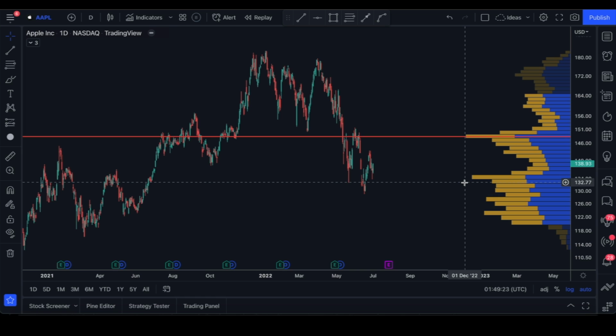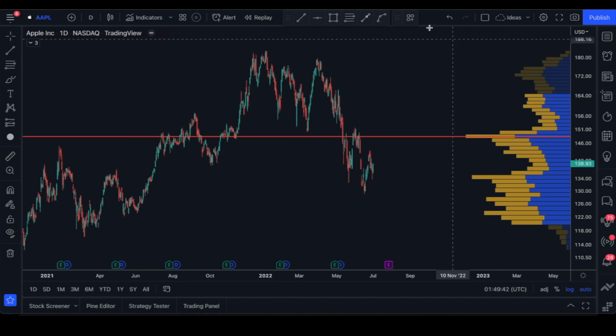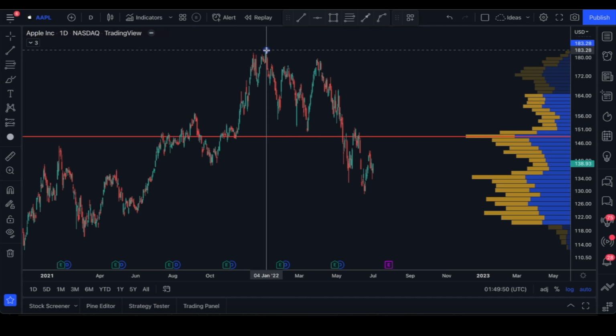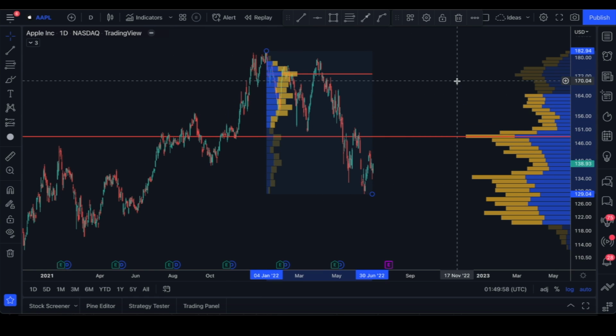Also, if you want to add a fixed range profile indicator, here's how you can do it. Go to indicators, search volume profile, click on fixed range volume profile, close this page. Then on the chart, you can connect any 2 points you want, and the fixed range volume profile indicator will appear on your chart at the exact time period that you connect.